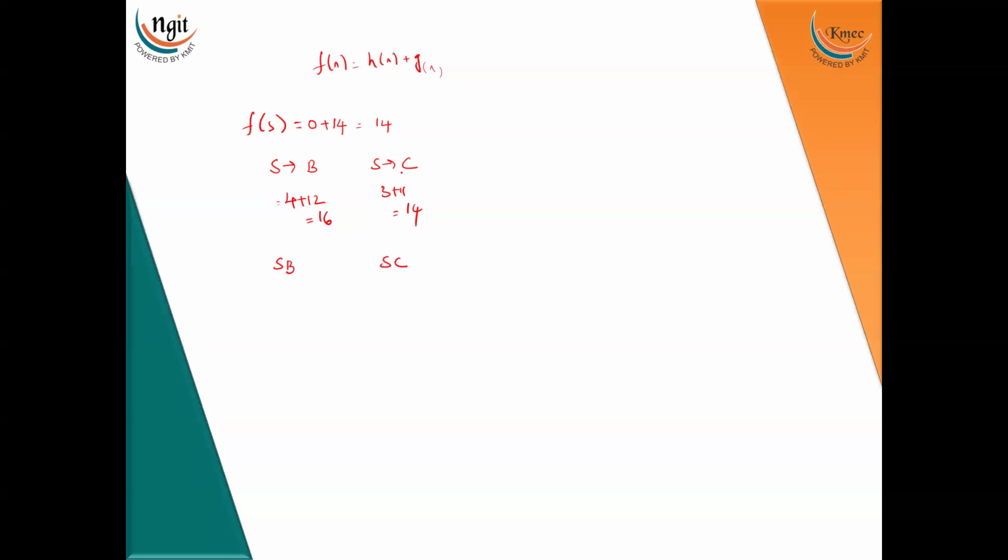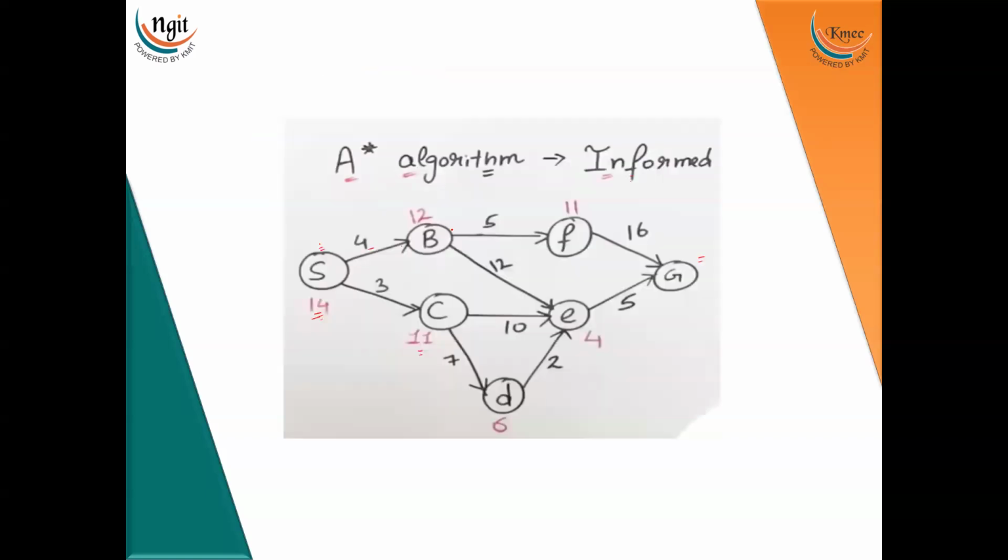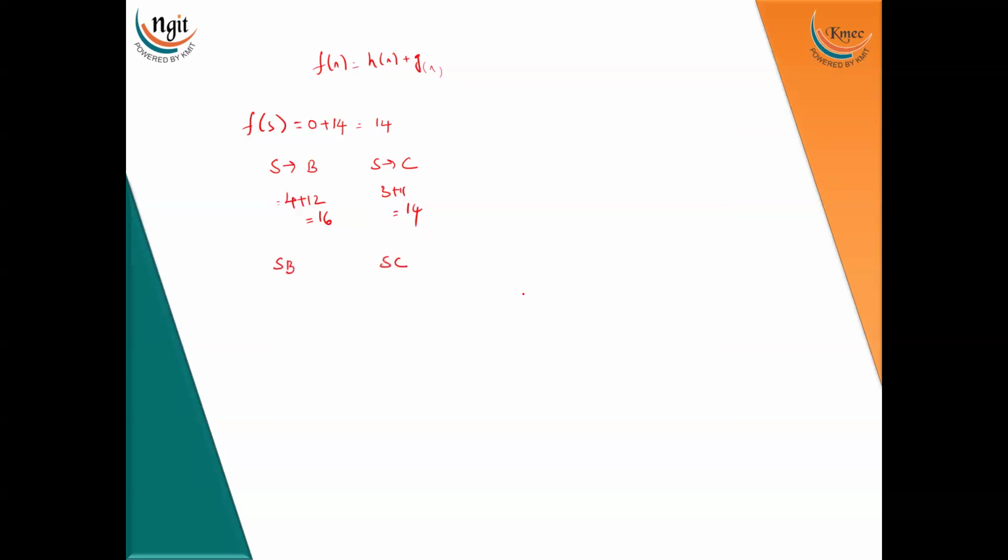So if you expand S to B, we have F and E. If you expand S to C, it may go to E or D. Let us see now. Let us expand S to B. S to B, it is going to F. S to B, it is also going to E.